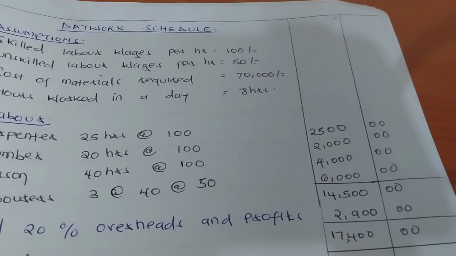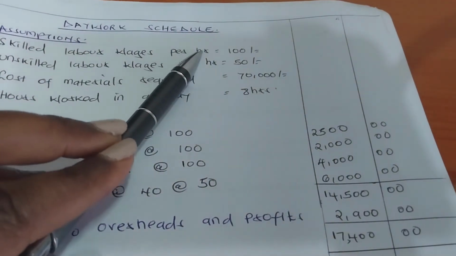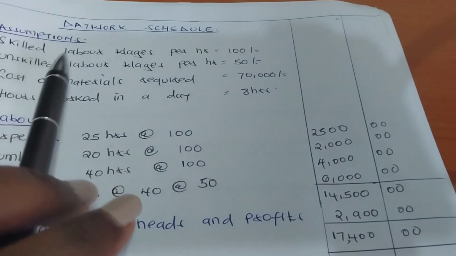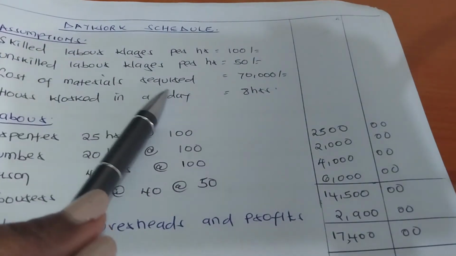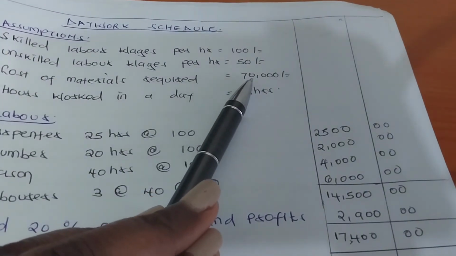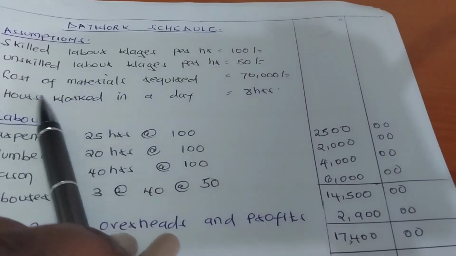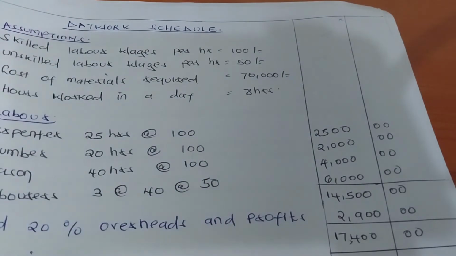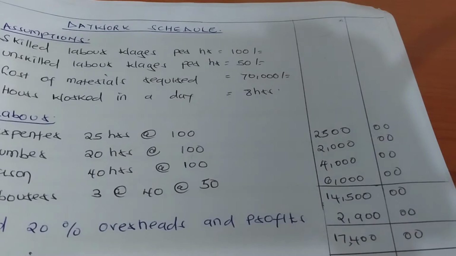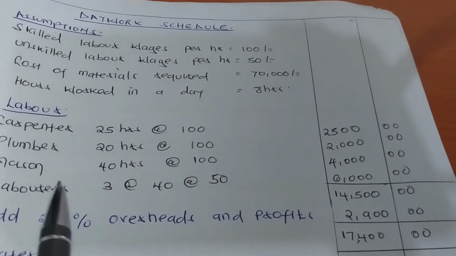Now guys, since we have the information that we need, let's proceed and prepare the day work schedule. There are assumptions that we have not been given, so we are going to make assumptions. Here you can see skilled labor wages per hour, we are assuming to be 100, and unskilled labor wages per hour 50 shillings. Cost of material required, we are not given, we are assuming to be 70,000. Work hours in a day, we are assuming to be 8 hours. That's information that we are not given. For us to be able to prepare the schedule, we must make some assumptions.